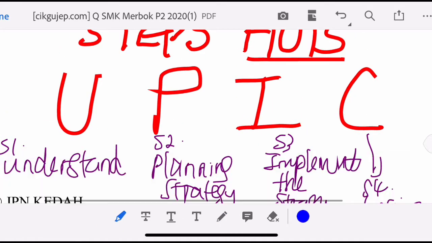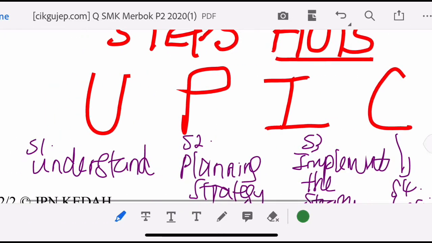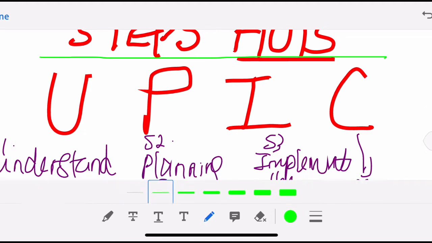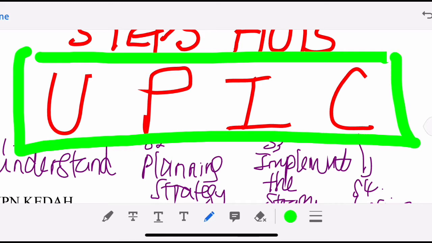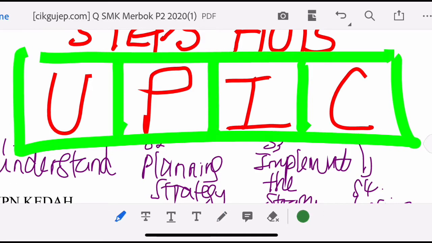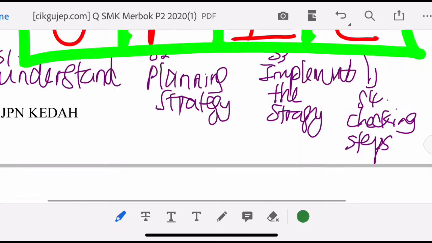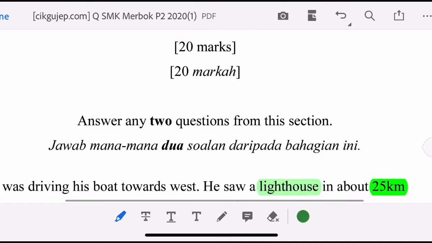Remember my advice. This is a very useful strategy in solving all the HOTS questions. So remember UPIC. Okay, settled. I have taught you how to solve the HOTS question. Now we will go to the question and read through it.